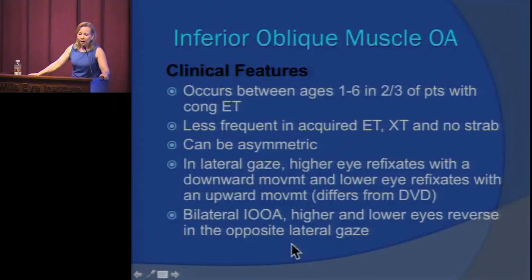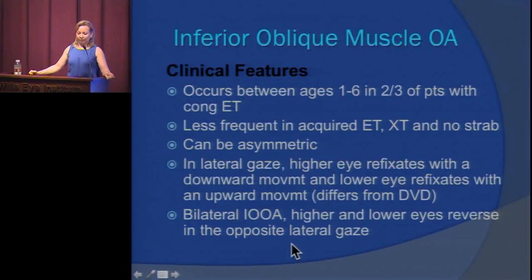There we go. The clinical features of inferior oblique muscle overaction: they usually occur between the ages of 1 to 6, and you'll see this in about 2/3 of patients with congenital esotropia. Now that's a board question. When you start talking about congenital esotropia, and this was on my oral boards, they want to hear about inferior oblique overaction, okay? They want you to tell about it, what you'll see in it, and they want you to know how to treat it, okay? And also the features of it.